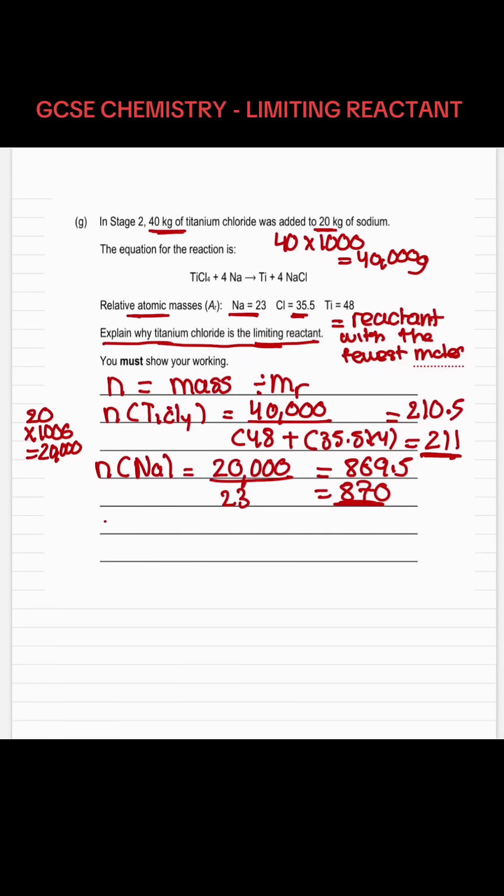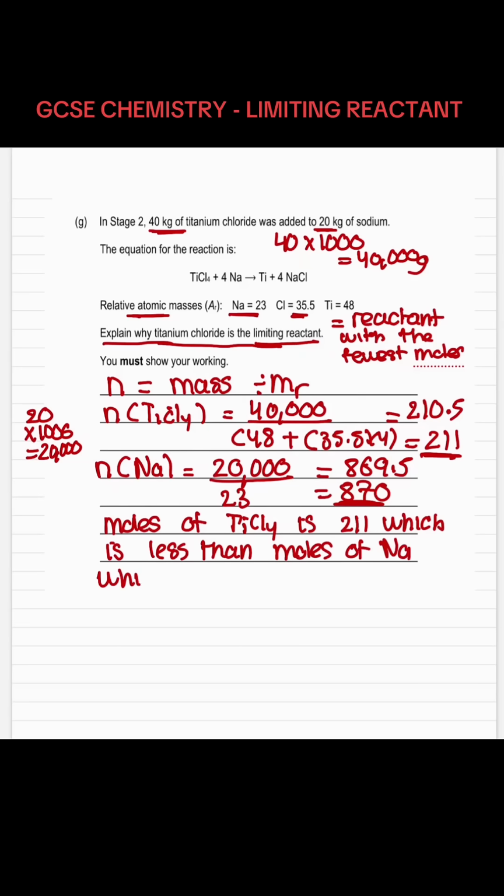So we can say moles of titanium chloride is 211, which is less than the moles of sodium, which is 870.